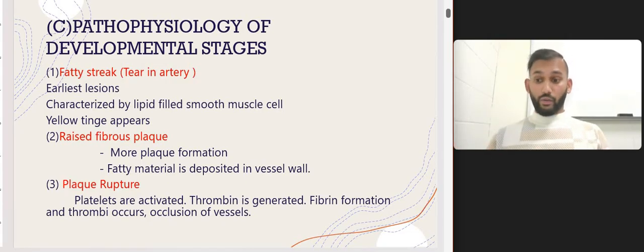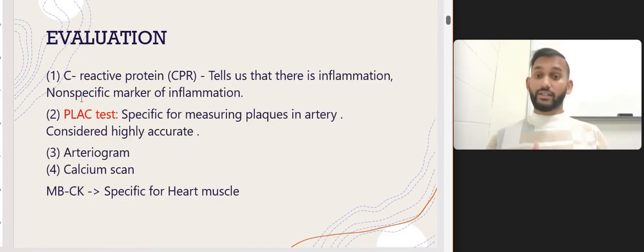Now we need to do the evaluation to see how we can manage that. There are several things we can do. We have C-reactive protein. The thing is, C-reactive protein and ESR can tell us about inflammation. They will not tell you where there is inflammation, but they will tell you that there is inflammation in the body. Remember, since atherosclerosis is an inflammatory disease, we will see the CRP level increased. But the one specific test which we do is the plaque test, and remember that. The plaque test will give an idea about the plaque buildup in the artery, and it is considered highly accurate compared to the other ones.